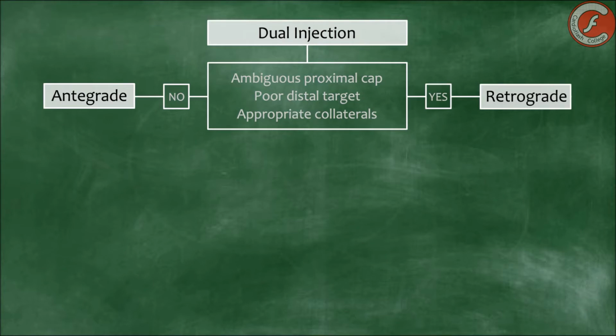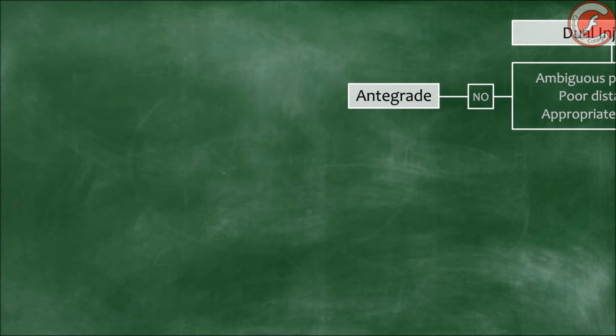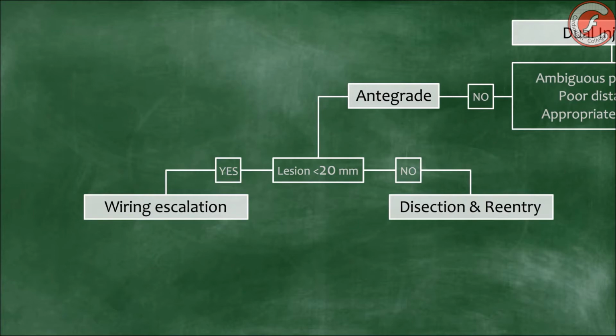In order to do so, it is appropriate to characterize the occlusion. So, when we have a tapered proximal cap, collateral blood vessels are not favorable, and the reentry zone has a good caliber, the algorithm suggests us an antegrade approach. Otherwise, the best option is to choose the retrograde approach. Well, let's begin with the antegrade approach.